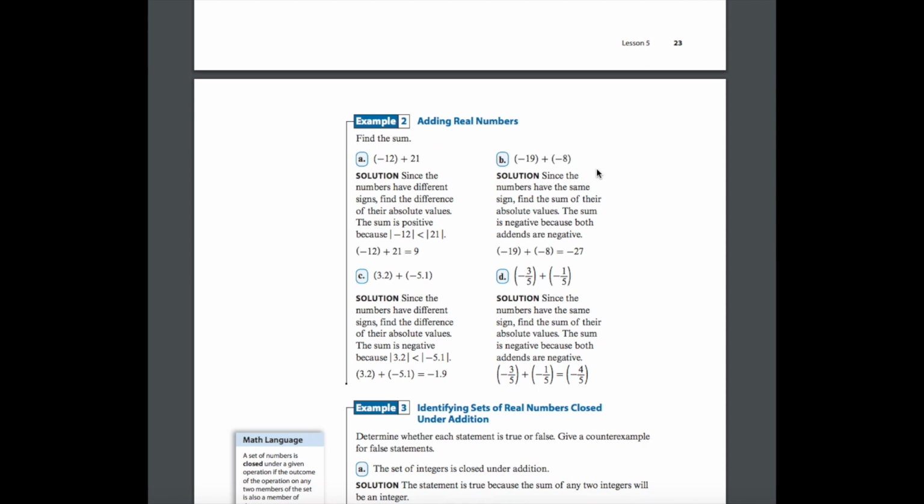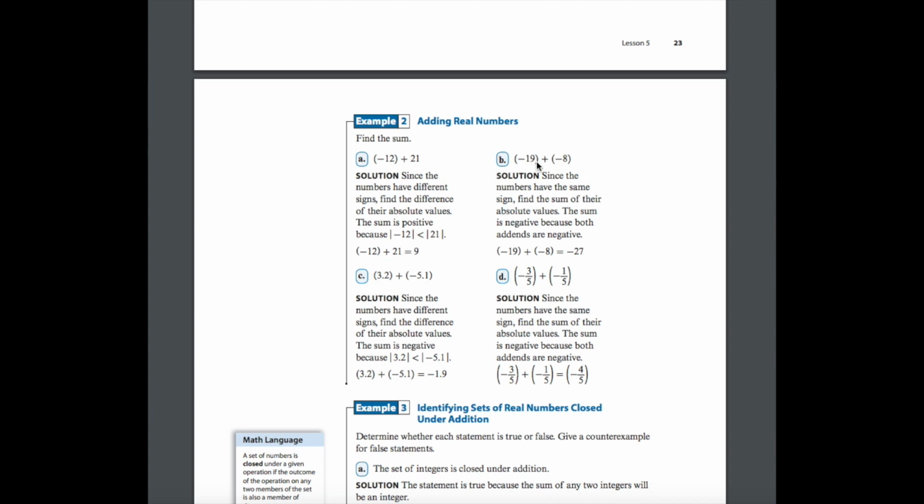In example 2, it asks you to practice adding those real numbers, and here we are going to see Mr. Shane's rapid-fire, quick little sayings become really useful. Different, subtract. 21 minus 12, the absolute value of those, 21 minus 12 is 9. Now, which one of these was larger in absolute value? The absolute value of 21 or the absolute value of 12? Absolute value of 21, therefore my answer is going to be positive.